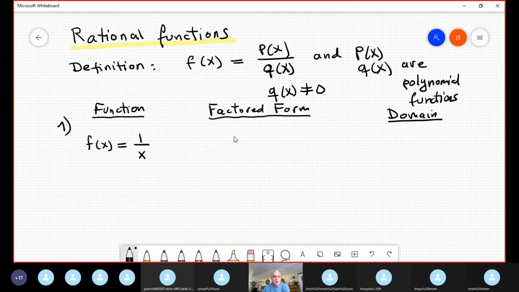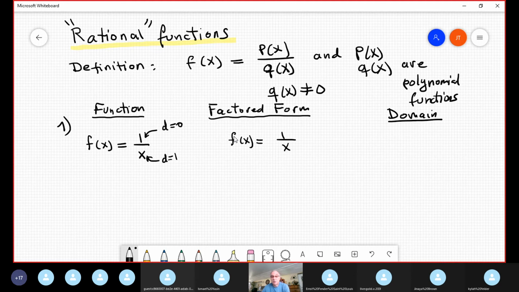1 over x. Wow, it's a reciprocal function. It's a particular example of the rational function. Well, 1 is a constant, the polynomial of degree 0, and x is linear, degree 1. The factor form is identical because we cannot do anything. We cannot do anything. 1 over x is 1 over x. In another example, you'll see yes, it's possible.